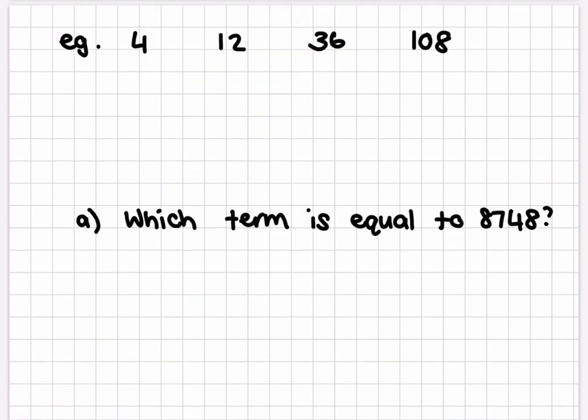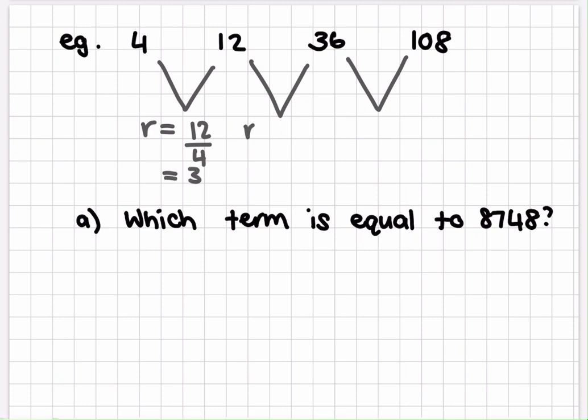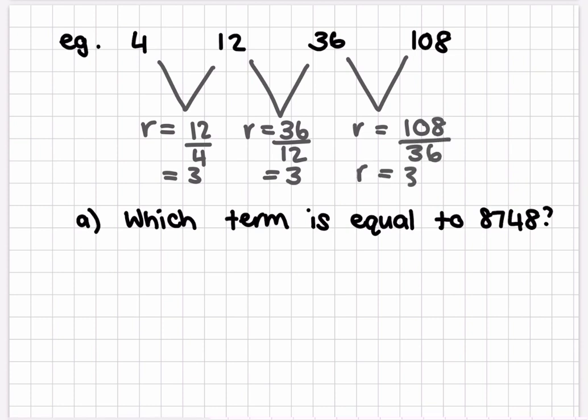Okay, so let's have a look at the next example. The next example is 4, 12, 36, 108. Let us map it out. So constant ratio over here is going to be equal to 12 divided by 4, which is equal to 3. Constant ratio here is 36 divided by 12, which is equal to 3. The constant ratio here, 108 divided by 36, is going to be equal to 3. So the constant ratio is 3.